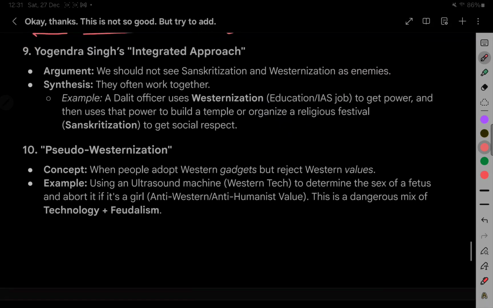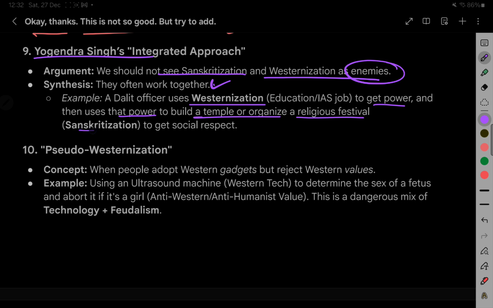9. Yogendra Singh's integrated approach. Argument: we should not see Sanskritization and Westernization as enemies. Synthesis: they often work together. Example: a Dalit officer uses Westernization, education, IAS job, to get power, and then uses that power to build a temple or organize a religious festival, Sanskritization, to get social respect.